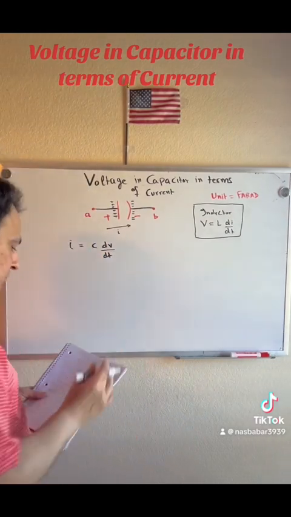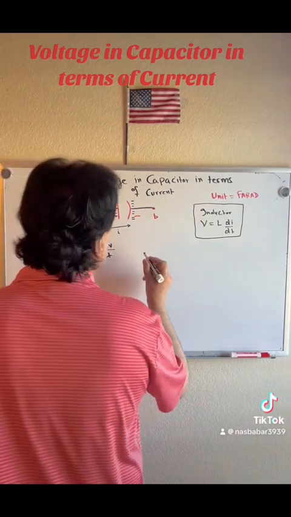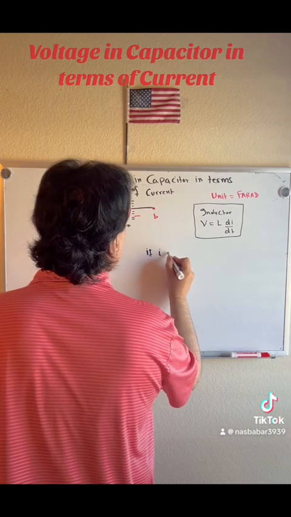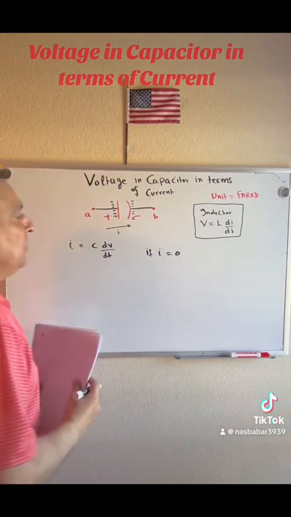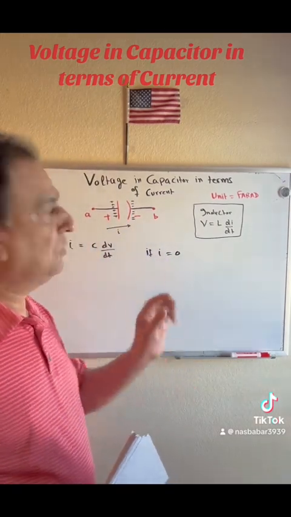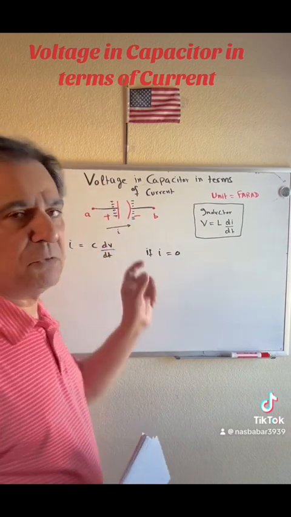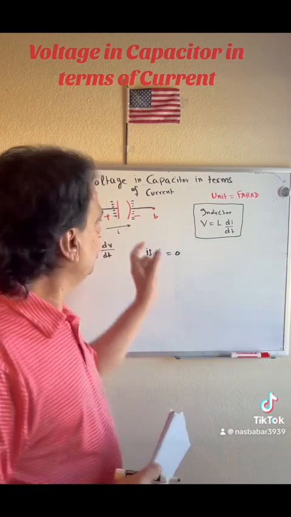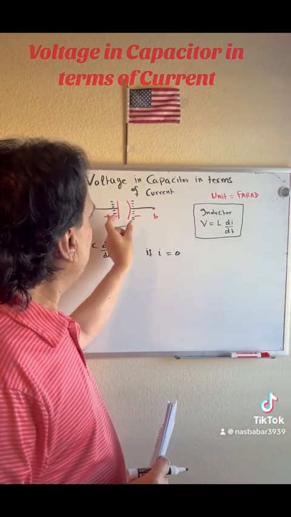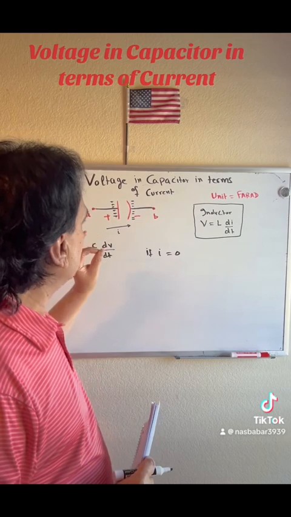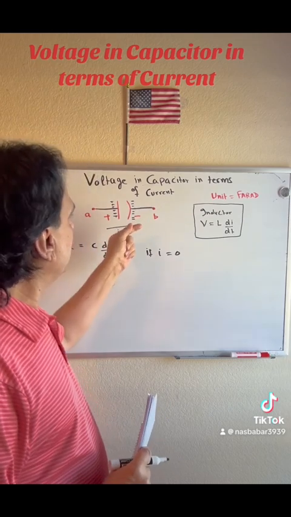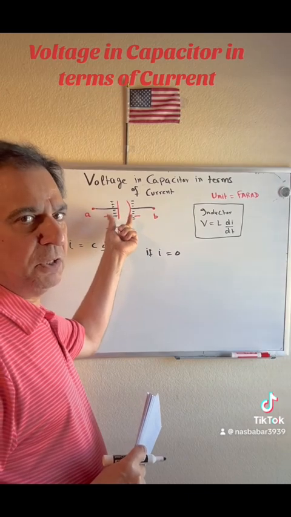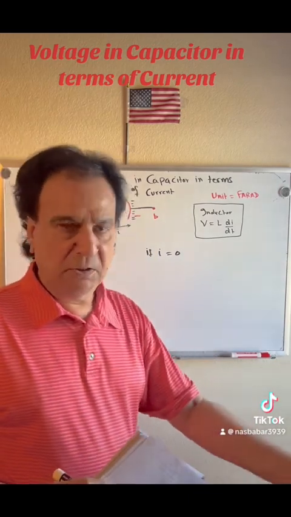And also, just to let you know that in a capacitor, if I is 0, that doesn't necessarily mean that the stored charge in the capacitor is going to be 0. What it means is that it's not changing. You have voltage already accumulated, you have positive charge, you have negative charge, and there's no current flowing. That means the stored charge in the capacitor is still there, okay?